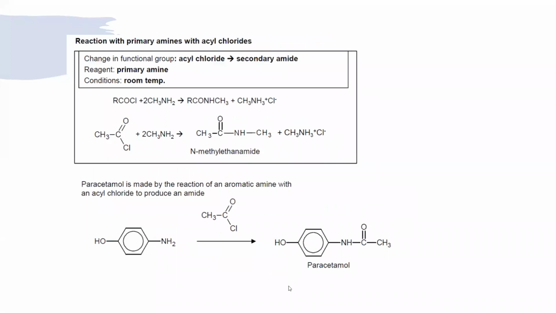Reaction of acyl chloride with primary amines. So if we have an acyl chloride, for example, C double bonded with O and Cl, that is an acyl chloride, or ethanoyl chloride, and it reacts with an amine. So what will be the result? This will lead to the formation of an amide.